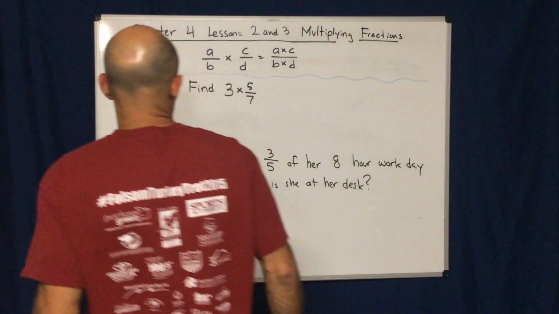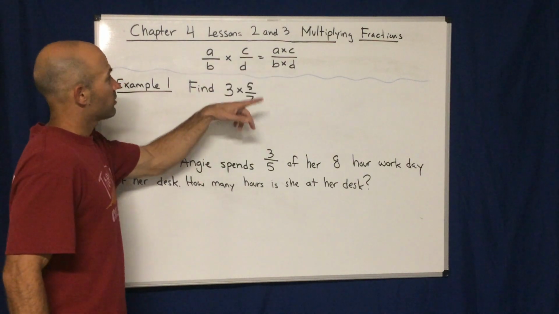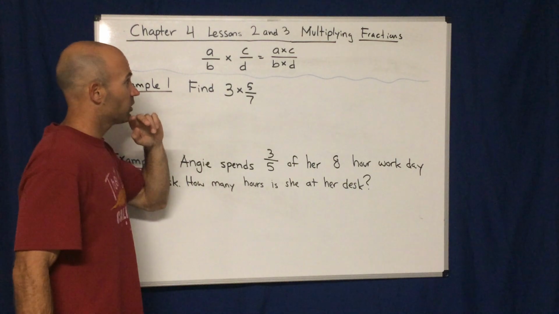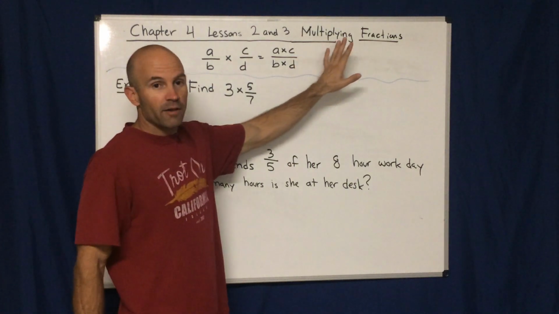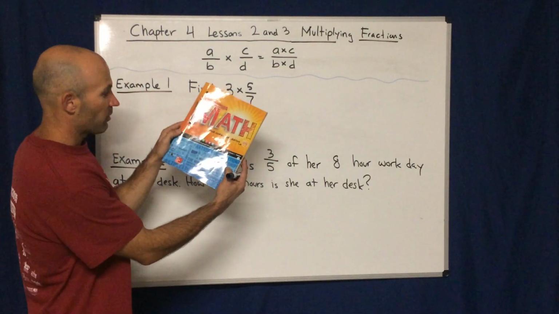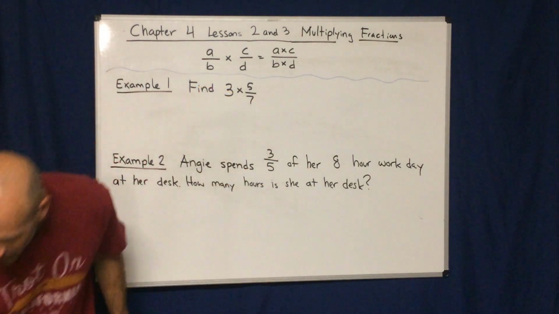Right, this is chapter 4, lessons 2 and 3. So I'm combining 2 lessons into one video, because the ideas in both lessons are pretty similar. And here you're going to learn to multiply fractions together. So this is all from California Math, your Common Core edition, course 1.